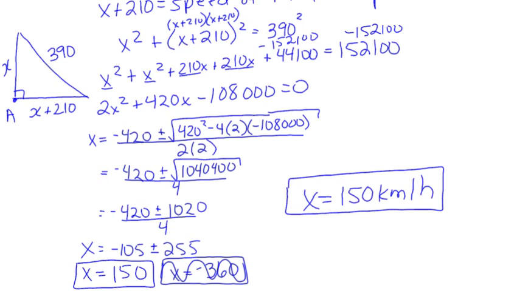This then would mean it doesn't ask us to go farther. But if we were to plug that back in for the second plane, 150 plus 210 equals 360 kilometers per hour would be the faster one, if it asked you to identify the speed of both planes, but it just says the slower one. So our answer there is 150 kilometers per hour.